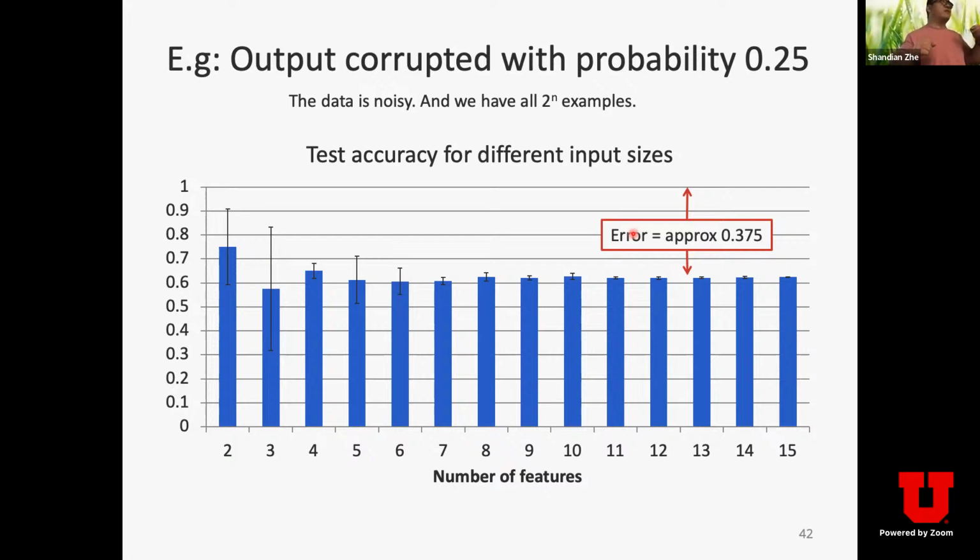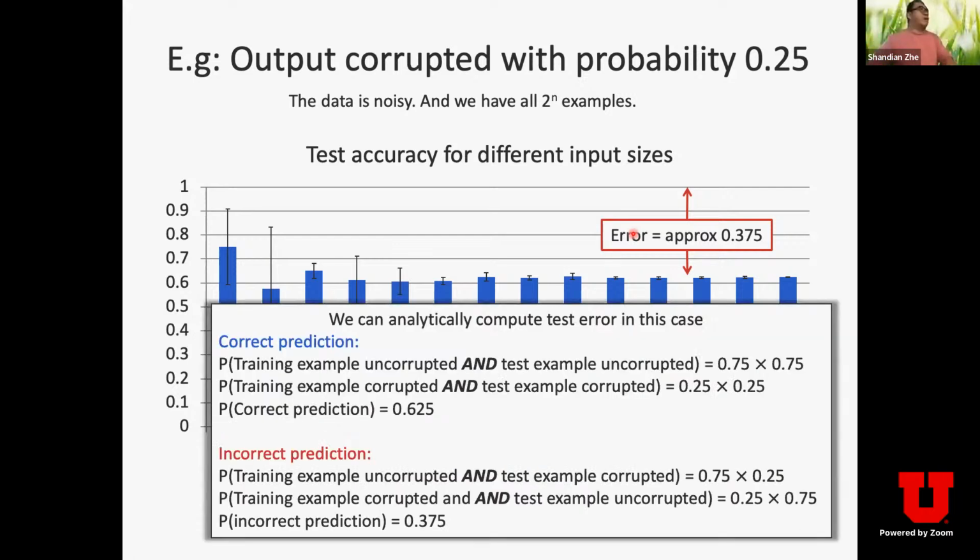So that means if you fit a wrong label in the training set, you're going to make a wrong prediction in the test case. So this can actually be analyzed by simple statistics. Let's do it together to have a more thorough sense. So when will our learned decision tree make a correct prediction? Two cases.